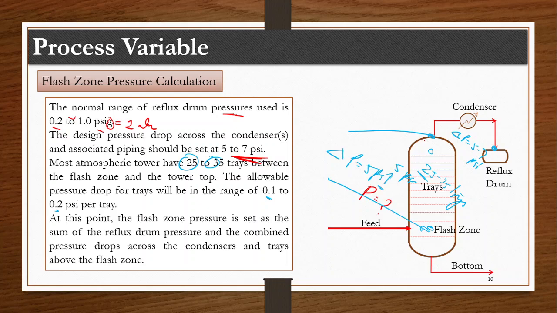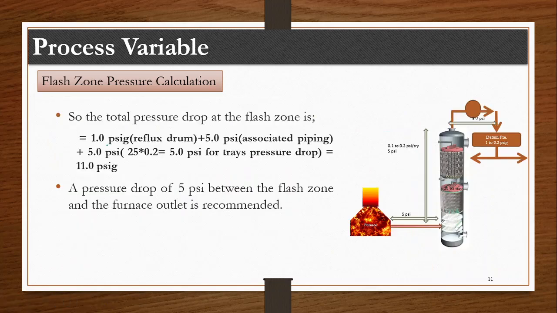This is an approximate value. So the flash zone pressure is set at the sum of the reflux drum pressure plus the combined pressure drop across the condenser plus the pressure drop due to the trays above the flash zone. So this way we can find out the pressure. For example, 1 psig at the reflux drum plus 5 psi pressure drop at these points, plus 5 psi pressure drop due to the trays. Total is equal to 11.0 psig. So it's slightly higher than 1 atmosphere. Exactly, about 14 psi is equal to 1 atmosphere, so it is near about 1.75 atmospheric pressure.